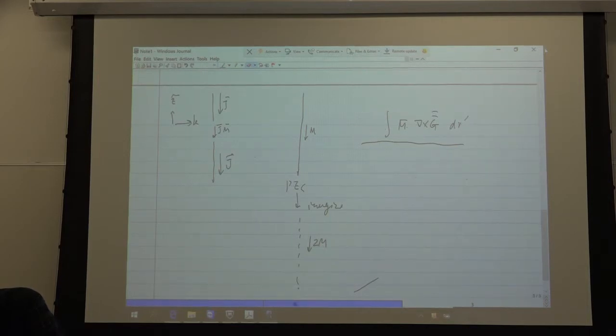I give an assignment to you. This can solve this problem. So this is all the story. It's free space, very simple. So it's just 2M cross del G dr prime. G here is just the free space Green's function.